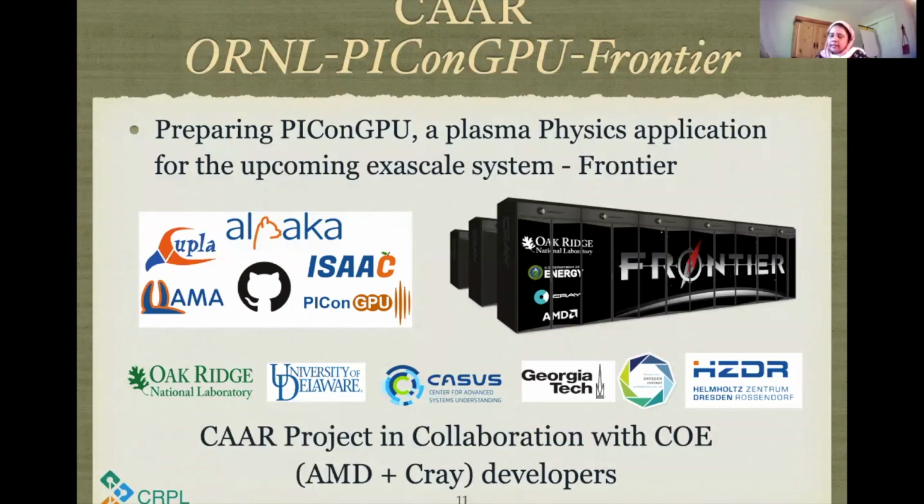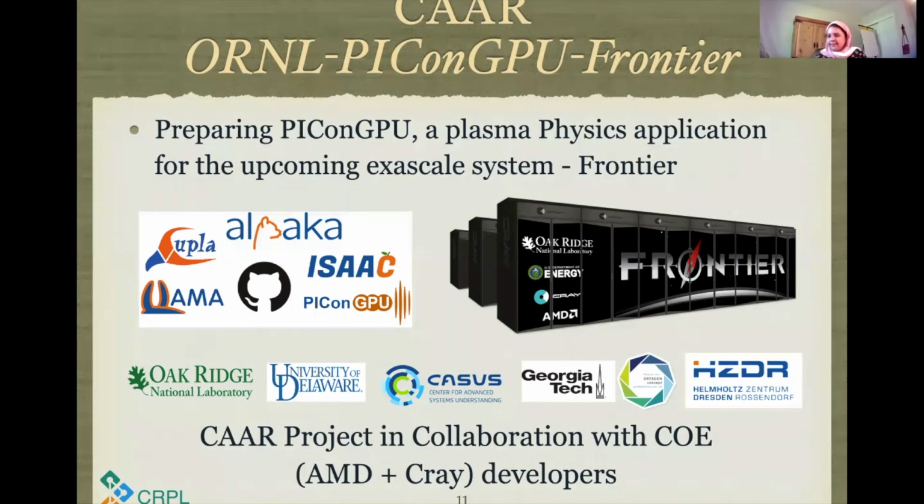So my team is one of those teams where we work with HZDR, Michael Bussmann, Guido Juckeland, Alex Debus, who are the PIConGPU, Alpaka software abstraction teams. PIConGPU is a well-established code. It was a runner-up for the ACM Gordon Bell Prize in 2013. So it's been running on Titan and Summit. The main challenge for this CAAR project is more on the software level because the upcoming Frontier system is a different beast. It's AMD CPUs, AMD GPUs, and what worked on an NVIDIA GPU is not magically going to work on an AMD GPU.